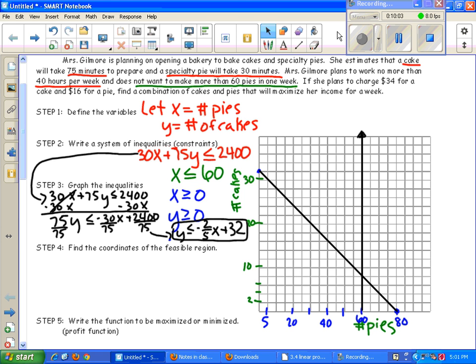And then the other thing that we know is that we have to be above 0 for the number of pies, and we have to be above 0 for the number of cakes. So I can also make lines right here. Oops. Let's delete that one.